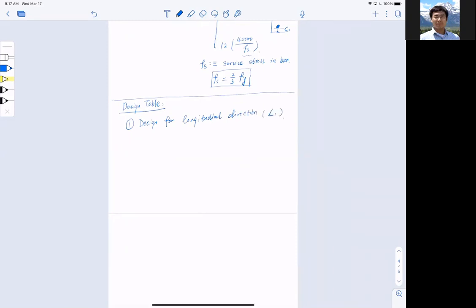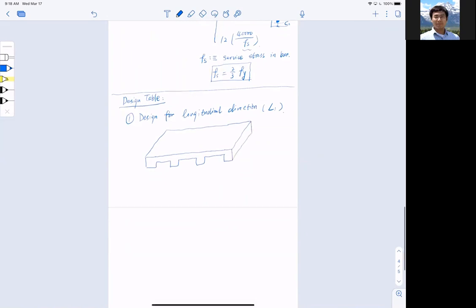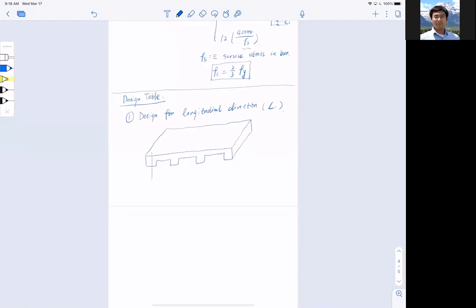Let me show you more clearly, hopefully through a drawing. Imagine you have a one-way slab that is poured integrally with the beam like this. This is the side view, and this is the one-way slab, and I'm just going to cap it here. Now we say this is L1. Of course, you have a column underneath it to support it.